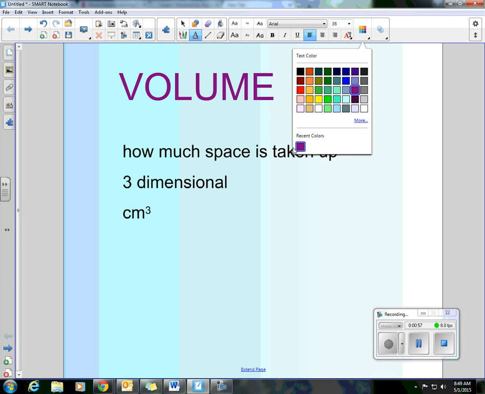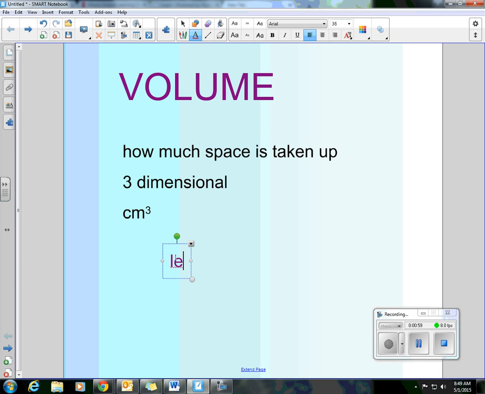We are taking 3 different dimensions and multiplying them together. I think of it like length times width times height. There are 3 things, 1, 2, 3, that we are multiplying together, 3 dimensions to get volume.